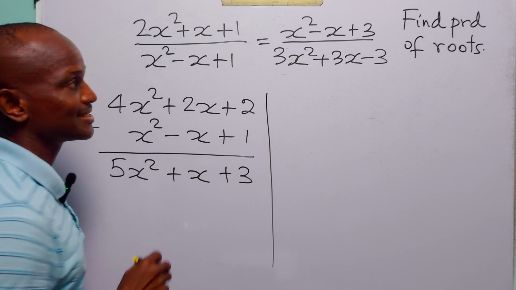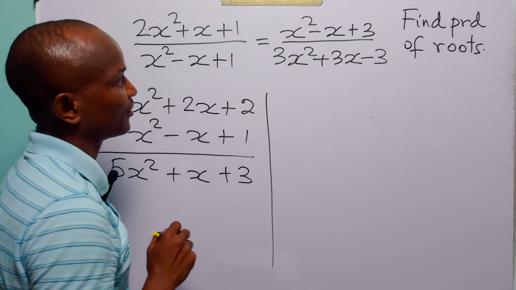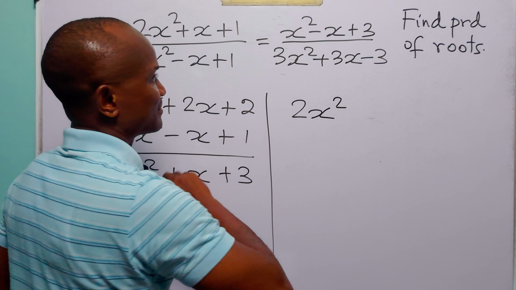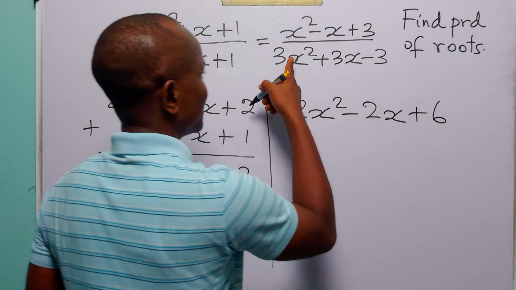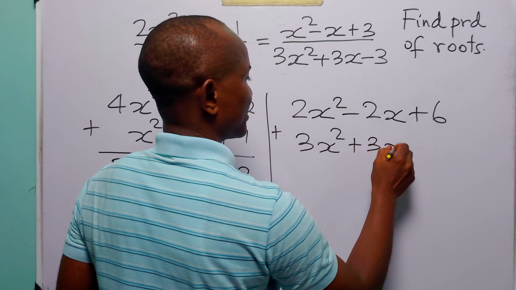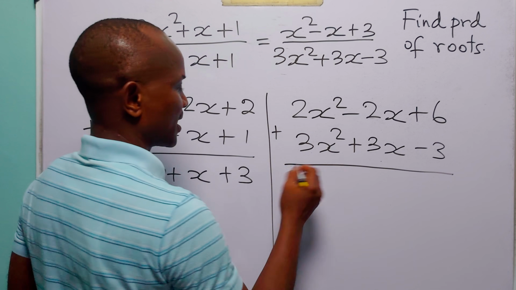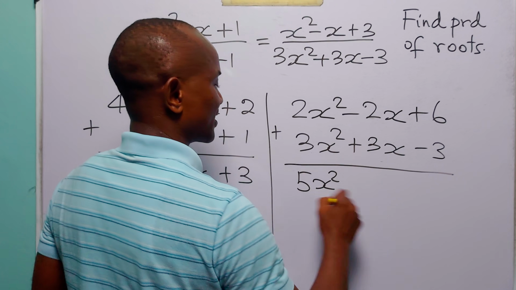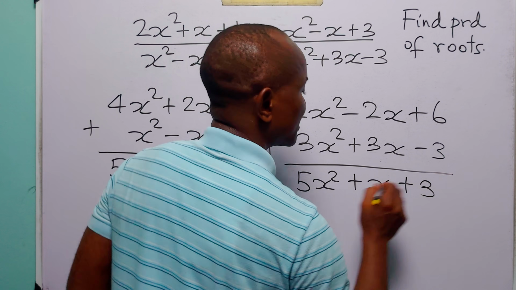Now, let us do exactly the same thing here. We are going to multiply this numerator by 2 and add it to the denominator. Now, 2 times x squared is 2x squared. 2 times minus x is minus 2x. And 3 times 2 is 6. Now, let us add it to 3x squared plus 3x minus 3. 2x squared plus 3x squared is going to give us 5x squared, minus 2x plus 3x is going to give us x, and 6 minus 3 is going to give us 3.